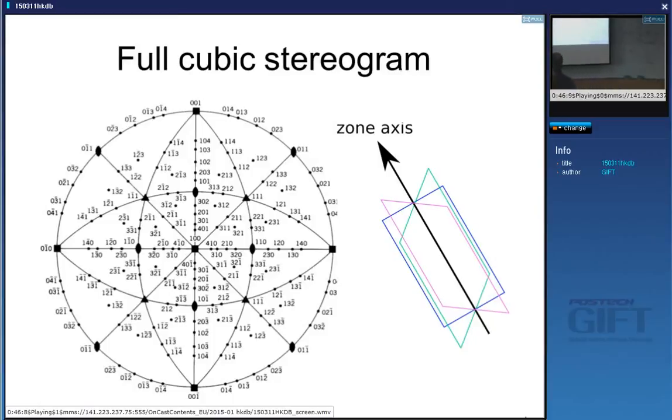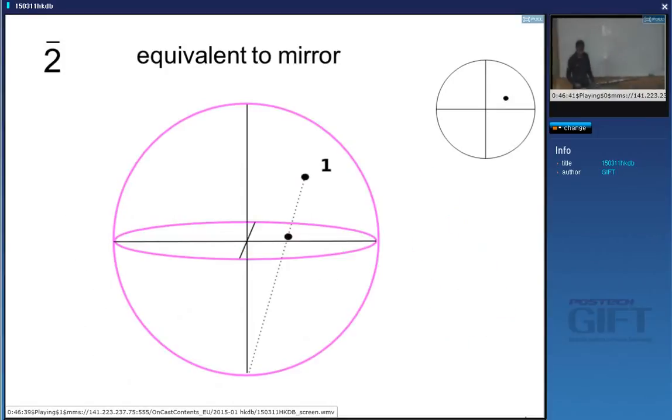Okay, I'm going to prove to you now that a mirror plane is the same as a dyad plus an inversion. I'm going to prove that using a stereogram, just to show you how beautiful the operation is. Right, so what we want to do is prove that the operation bar 2 is equivalent to a mirror. I've got a point on the top of the sphere, labeled 1 here, and as normal I project it through the south pole and identify a pole on the stereogram, which is drawn here.